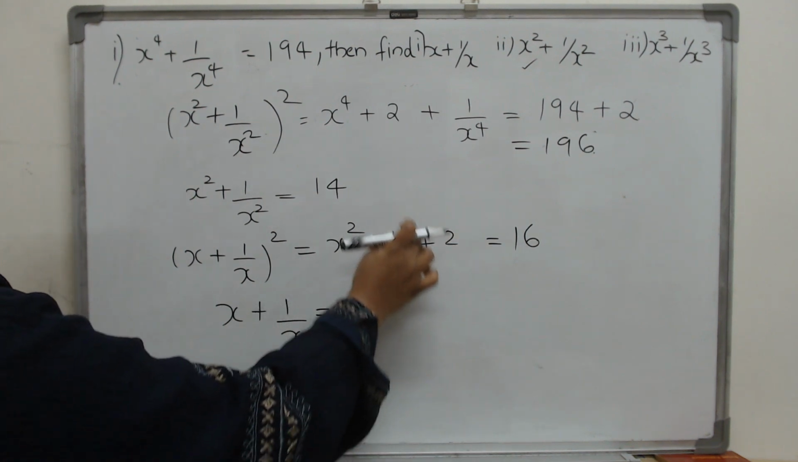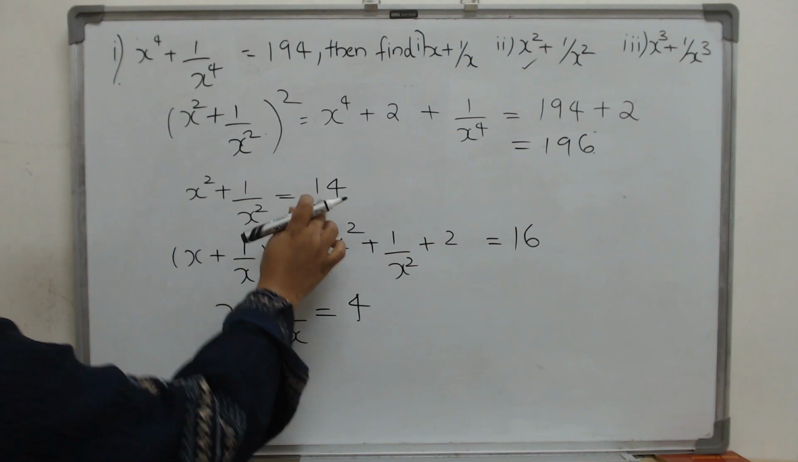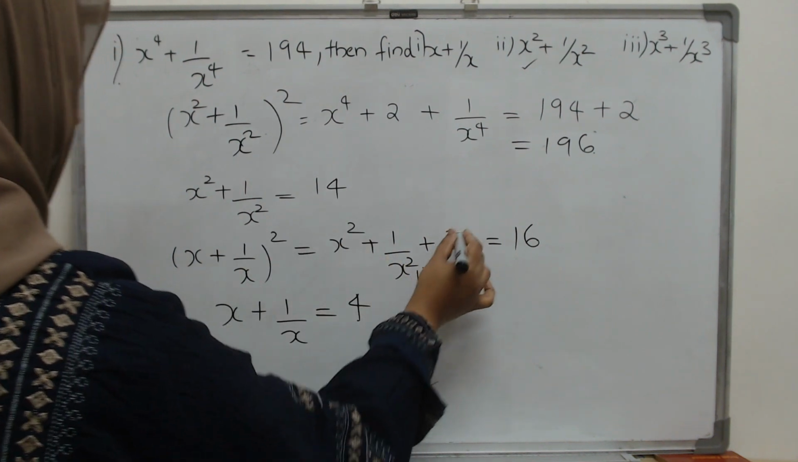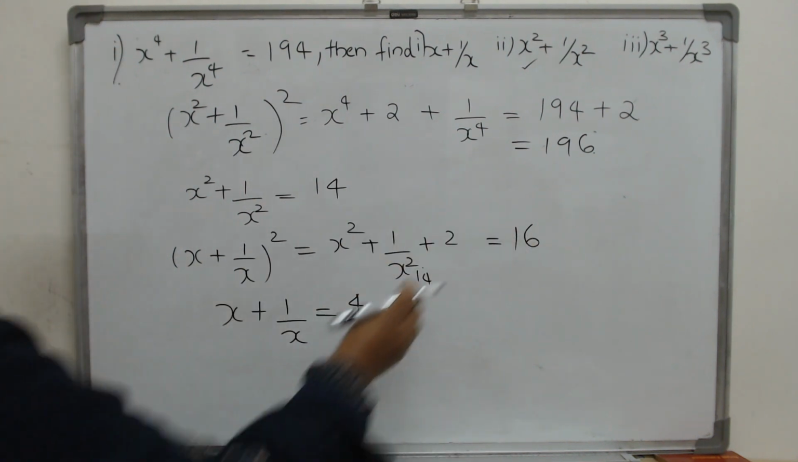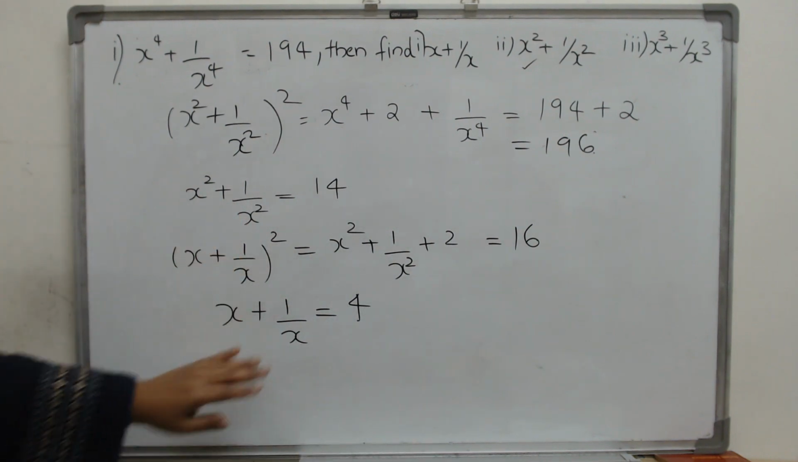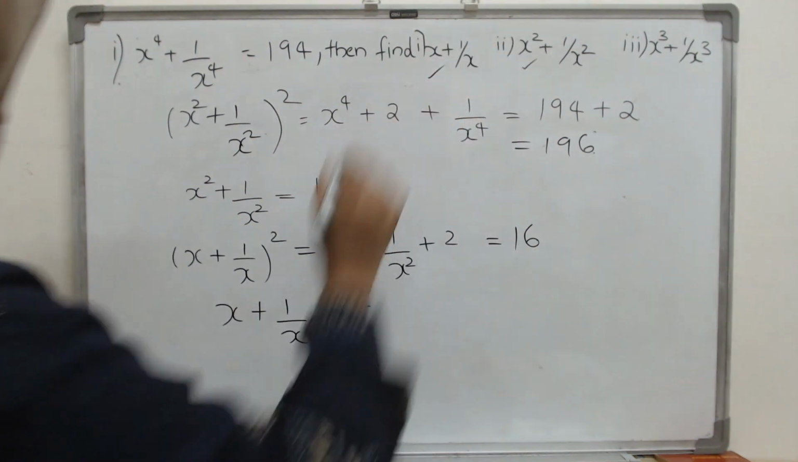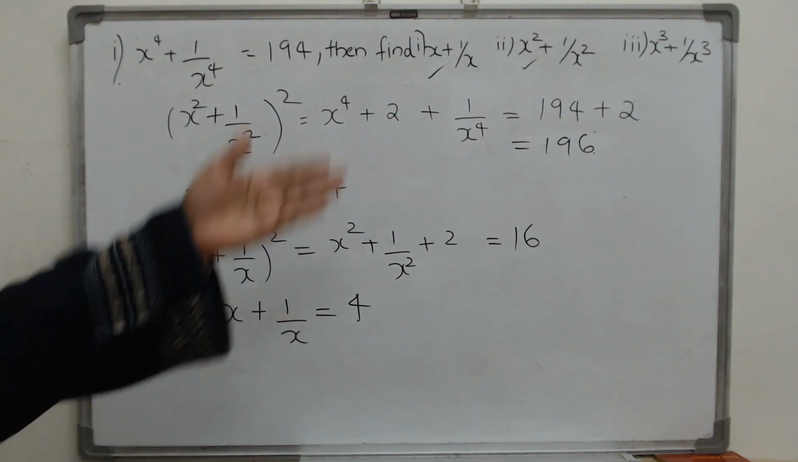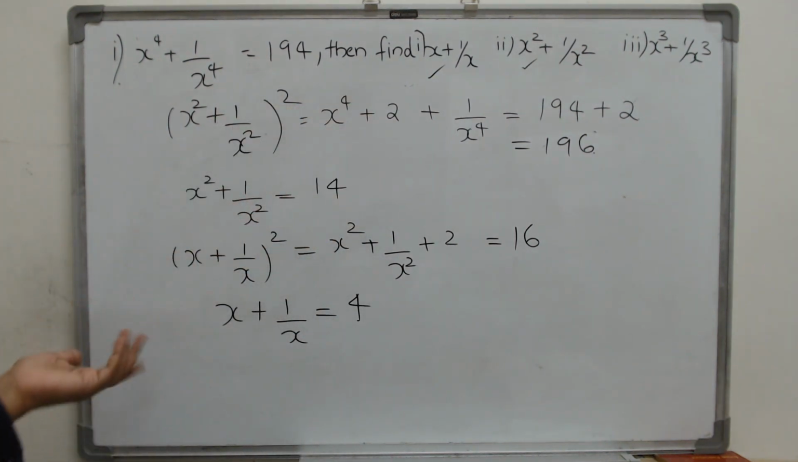But then what is this? We just found out it to be 14, and add a 2 to it, you get 16, but it is the square of this number. Take the square root, you have this. There you have got this also. Now what is left? The last one. That is easy, right? That's what we are studying now.